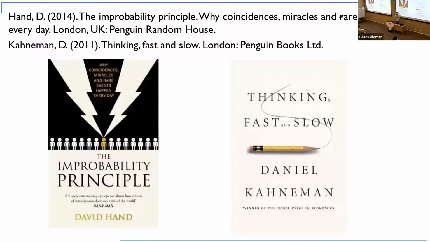Some of the later demonstrations that I will show you came from this lovely book, The Improbability Principle: Why Coincidences, Miracles and Rare Events Happen Every Day. So we think that they are rare, we think that these are miracles, we think that these are coincidences, but actually we don't understand statistics, so these are much more probable than we think. And then of course, Thinking, Fast and Slow.